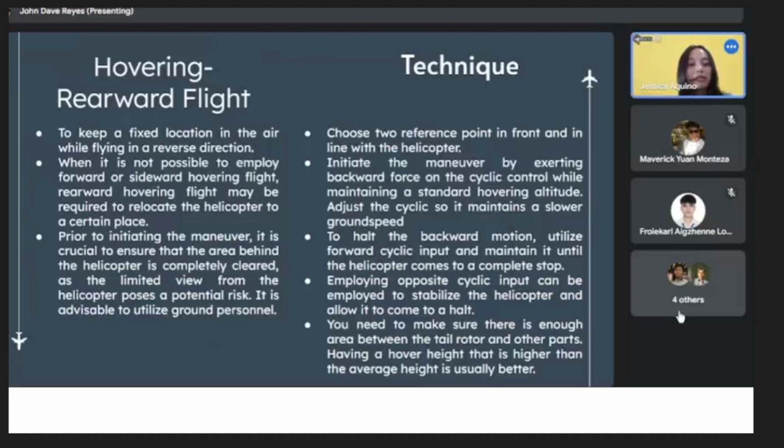Similarly, in the context of forward and sideward hovering flight, opposite cyclic input can be employed to stabilize the helicopter and allow it to come to a stop. It is necessary to ensure that there is sufficient space between the tail rotor and other components.